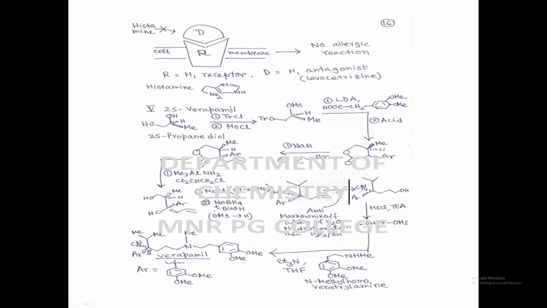verapamil. Let us see the structure of verapamil and how this chiral drug can be synthesized. Verapamil has a chiral center, and the eutomer, meaning the more active drug, has the S absolute configuration. During the synthesis of S-verapamil, the multi-step synthesis starts with 2S-propanediol.